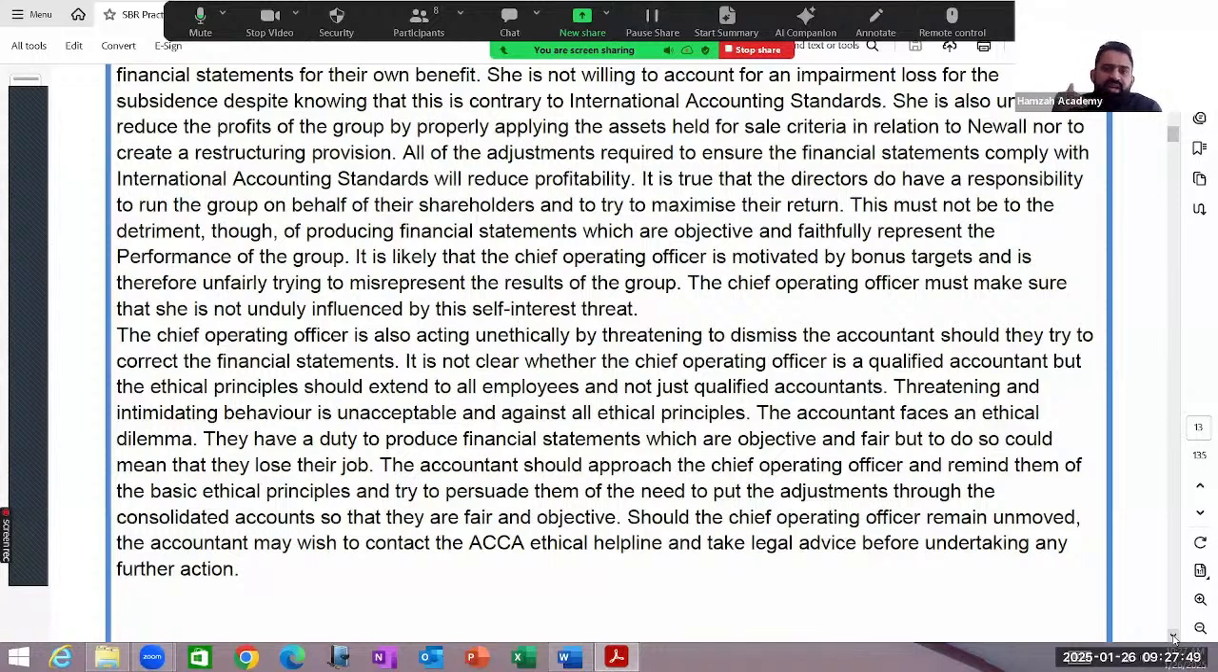So this is how the ethical issue can be tested in the exam. And in question number two, there will be an ethical issue. There will be an accounting issue, and along with it an ethical issue, like we have done in question number two here for the company. Okay, got it?